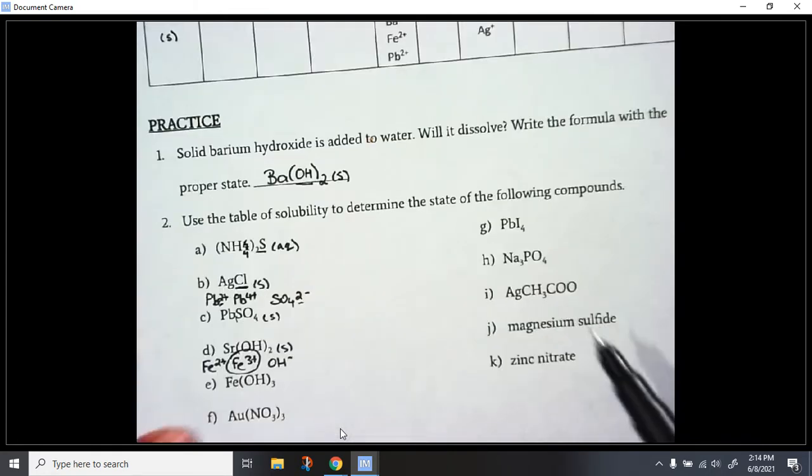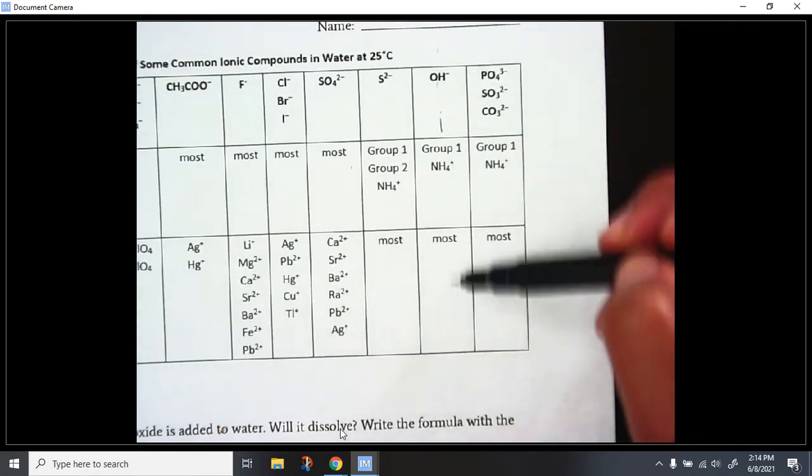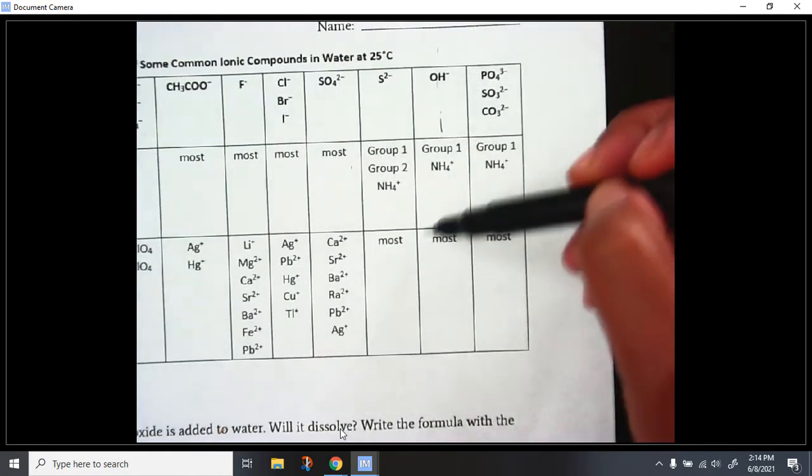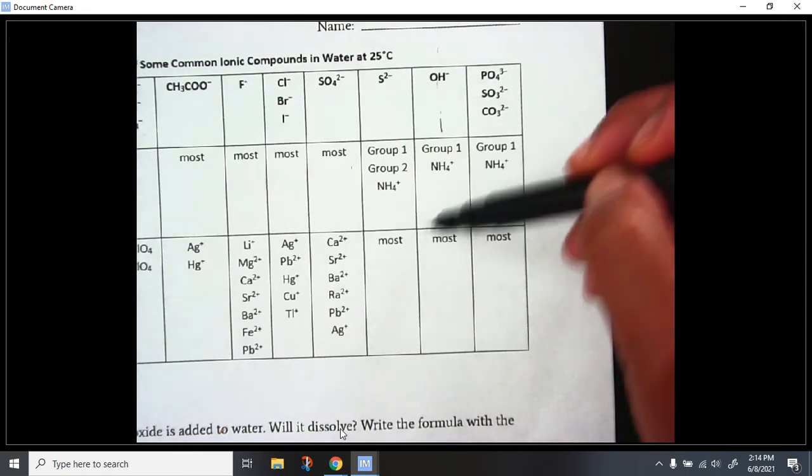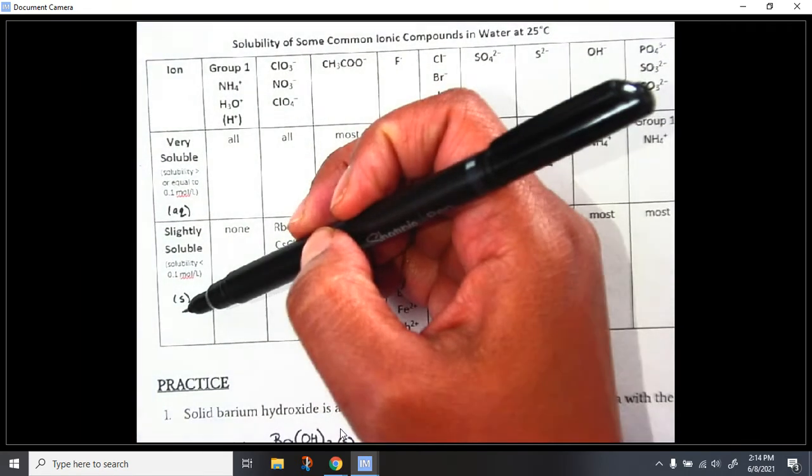Okay, so let's look that up again. Iron 3 oxide. In this case, you would have lucked out because both 2 and 3 fall in that most. So if you weren't able to tell them, you should have still been able to know that it was solid.